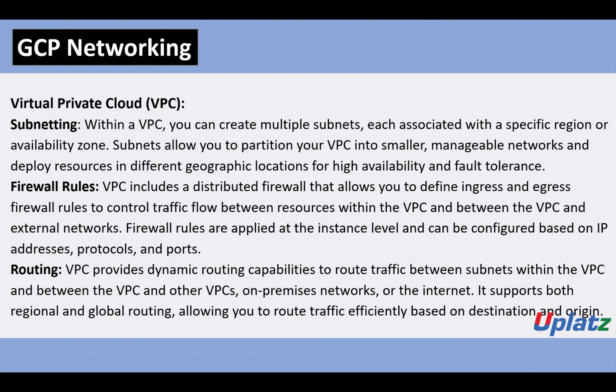Next key point about virtual private cloud is subnetting. Within the virtual private cloud, you can create multiple subnets, each associated with a specific region or availability zone. Subnets allow you to partition your virtual private cloud into smaller, manageable networks and deploy resources in different geographic locations for high availability and fault tolerance.